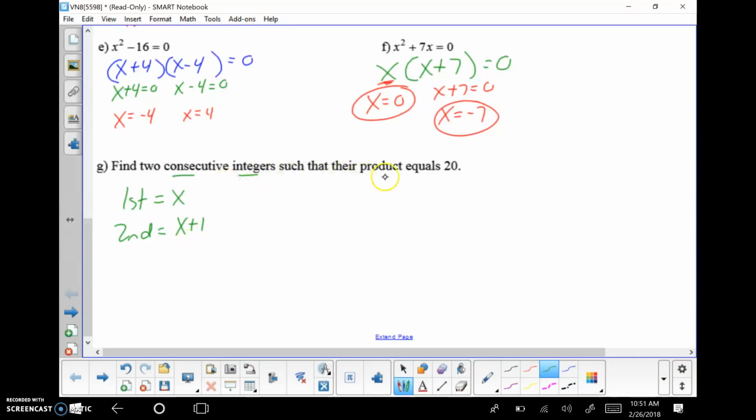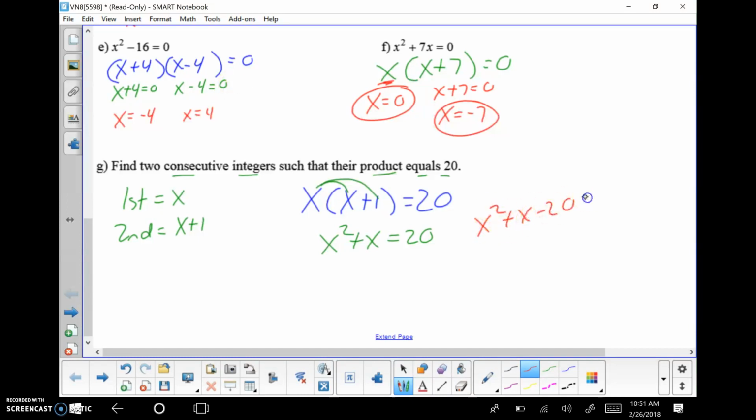And then we have to translate this, such as the product equals 20. Product means multiply. So these things multiply to 20. So we'd write that as x times x plus 1, and their product is 20. And when you multiply this out, you're going to get x squared plus x, right? X times 1, distribute, equals 20. Now we're doing what we did above. Set it equal to 0. X squared plus x minus 20 equals 0. Factor it.